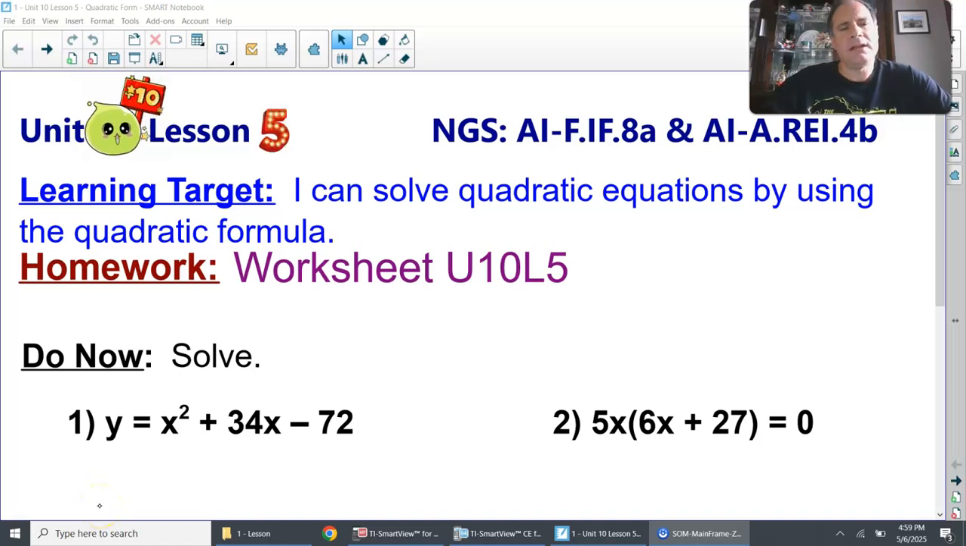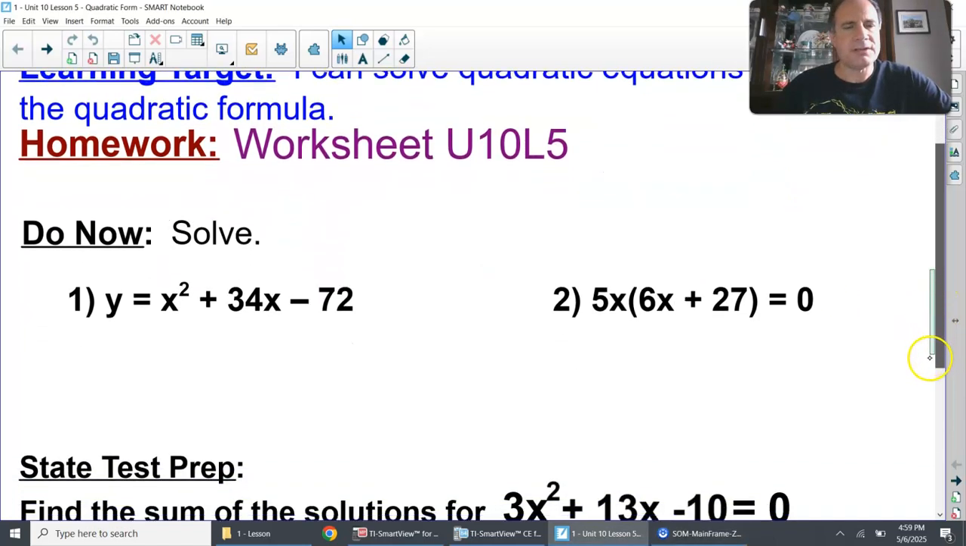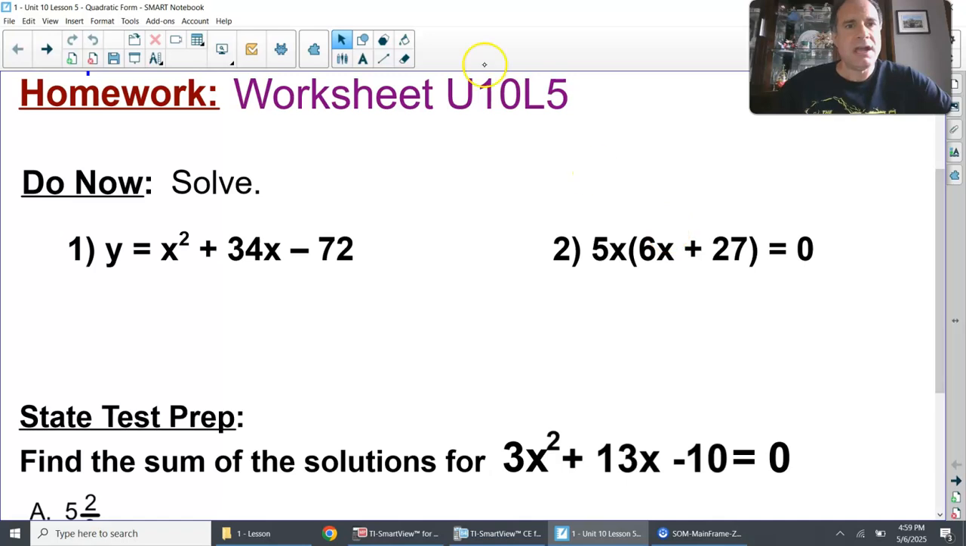Hello everyone. In this lesson we are going to solve quadratic equations for the roots, the zeros, by using the quadratic formula. And the good thing about the quadratic formula is that number one, it always works, and number two, it is given to you on the reference sheet.